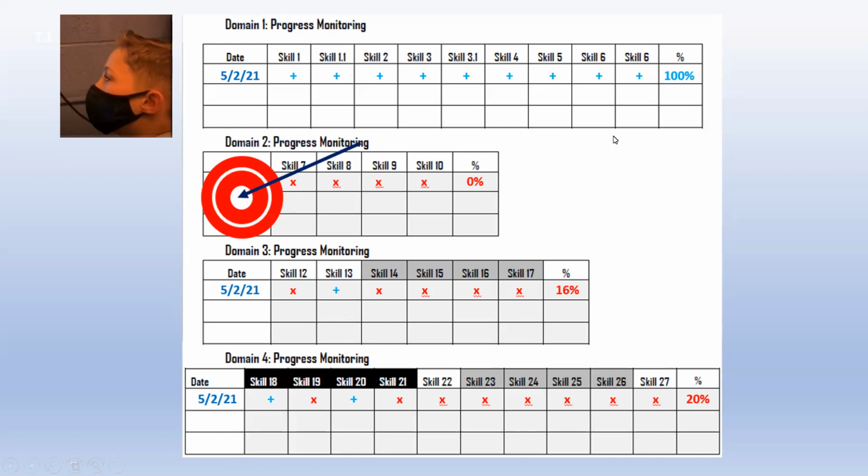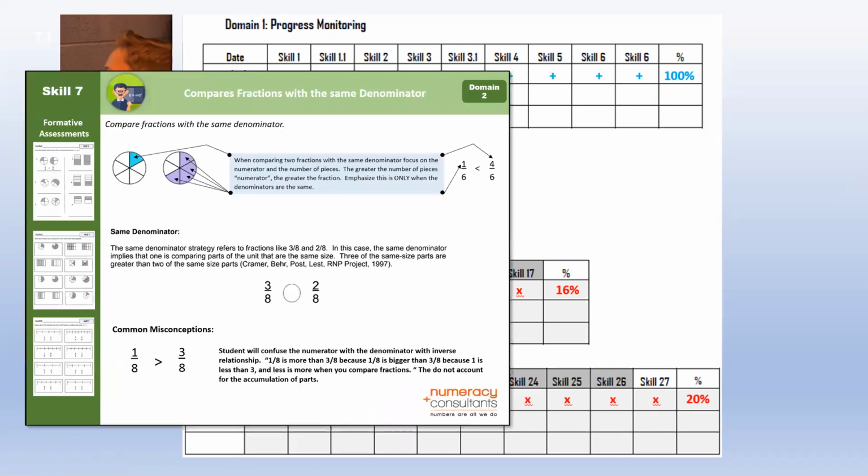So what we would do, we would go to the instructional materials and pull up skill 7. And what skill 7 has to do with is comparing fractions with the same denominator. So he had some misconceptions. This was a really hard skill for him. And the skill card is going to have some tips, right?